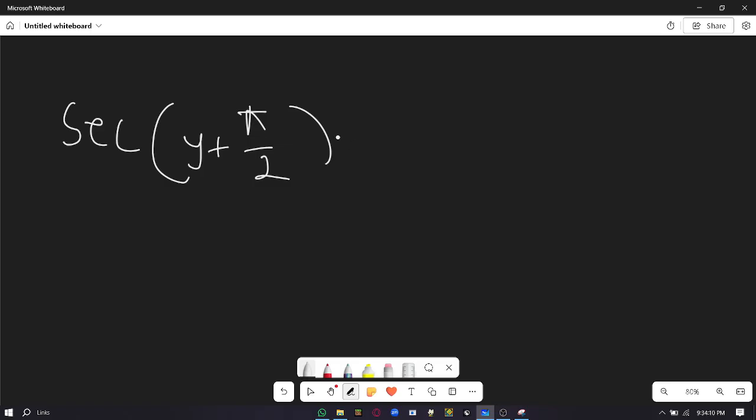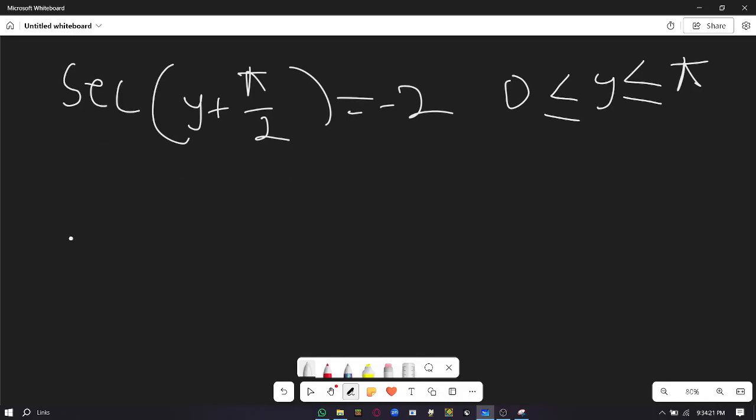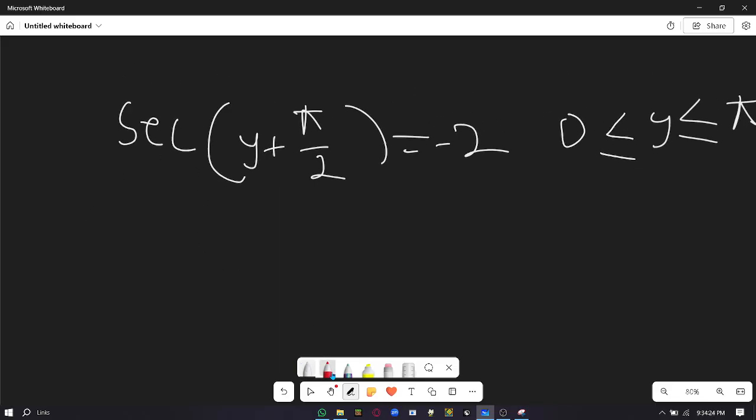Funnily enough, there is one right after the tricky one I just showed. Let me use white ink rather than red. Secant of y plus pi by 2 is equal to negative 2, for 0 less than or equal to y less than or equal to pi. So what's this? Firstly, we have to break secant down to the lowest form. Secant is 1 over cosine. So it's 1 over cosine of y plus pi by 2.